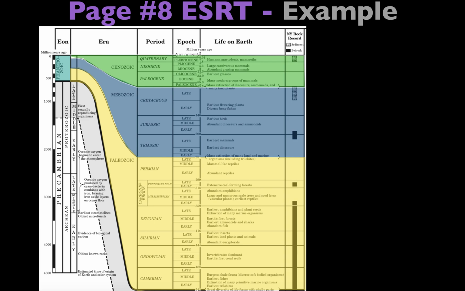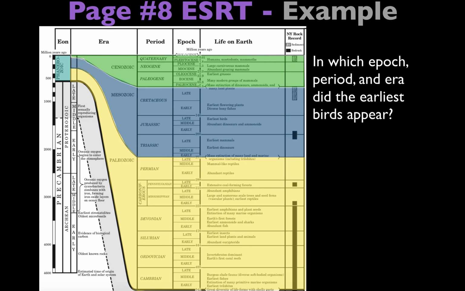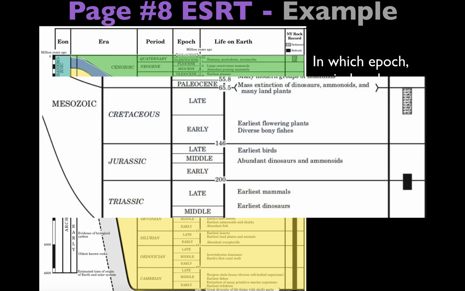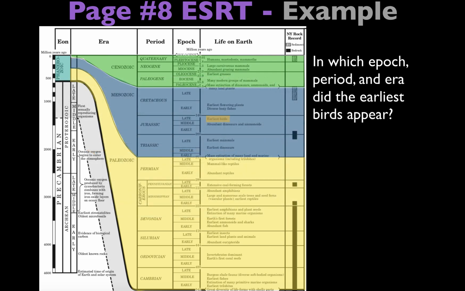So for our next question, in which epoch, period, and era did the earliest birds appear? So you find that exact phrasing in the reference table. We look for earliest birds in the Life on Earth column that I have here highlighted in orange. If we zoom in and take a closer look, you find earliest birds, and then you look over to the left to the epoch, period, and era columns, and you should see that earliest birds happened during the late Jurassic, during the Mesozoic era.